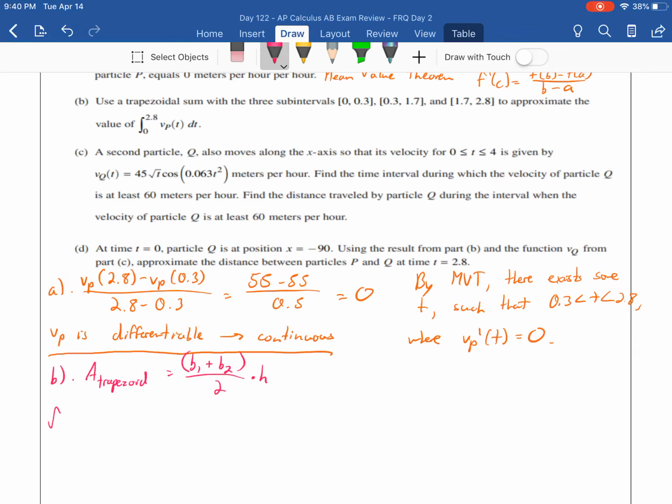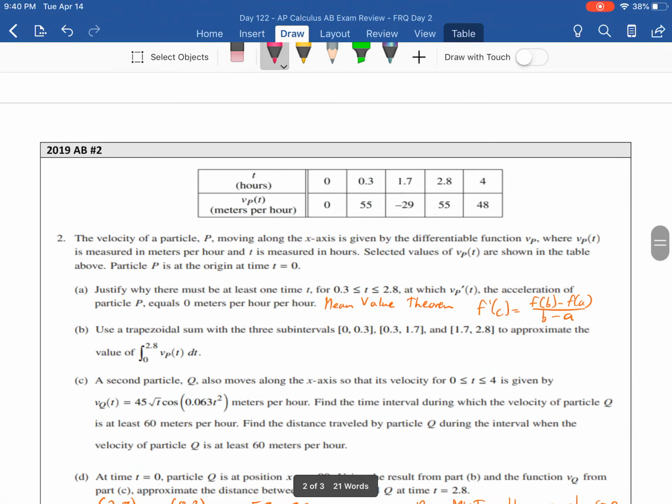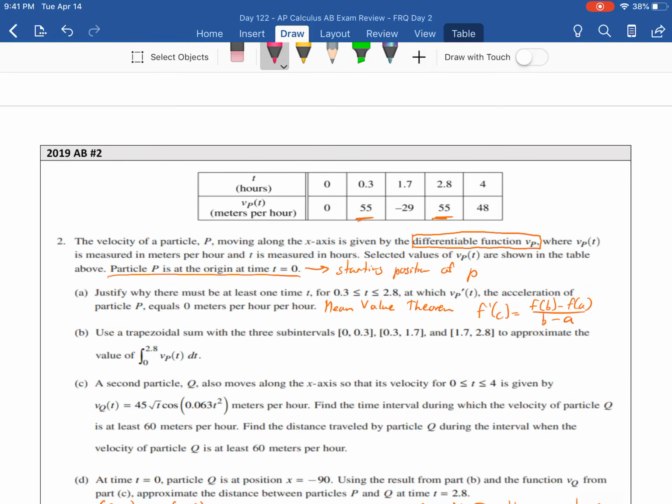So the integral from 0 to 2.8 of v sub p of t dt is equal to, so our first trapezoid, so recall that the heights of each of these trapezoids are going to be determined by the lengths of each of the intervals. So the first interval is from 0 to 0.3, so the first height is 0.3. The second interval is from 0.3 to 1.7, so the second height is 1.4. And then the third interval is 1.7 to 2.8, so the third height is 1.1. So those are our heights.